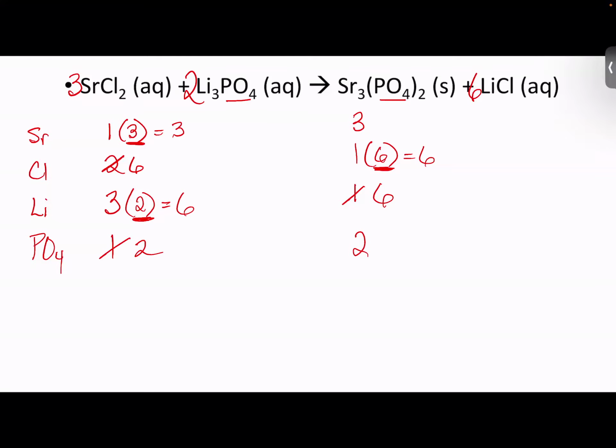So this reaction says that I'm going to take an aqueous solution of strontium chloride and combine it with an aqueous solution of lithium phosphate. I have to do so in a 3:2 ratio. And when I do so in a 3:2 ratio, I'm going to get out strontium phosphate solid. In other words, I'm going to get a precipitate out. Plus, I'm going to get out some lithium chloride, which is still going to be dissolved in water, and I'm going to get out 6 of those.